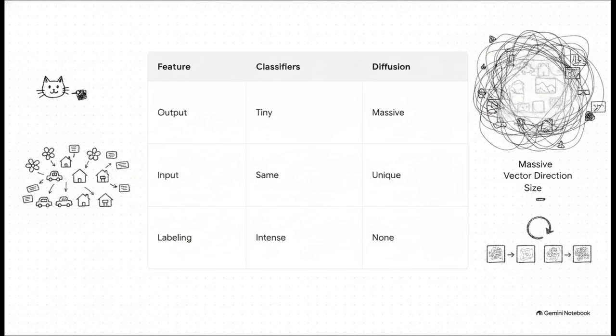Well, unlike traditional classifiers that just spit out a tiny little word like cat, a diffusion model outputs a massive vector direction, all without needing a single human label. This is a huge paradigm shift. If you want a traditional AI to recognize cats, humans have to manually tag thousands of cat photos. But with diffusion, the output is exactly the same massive size as the input. It hands you a 1 million dimensional instruction manual on how to change every single pixel.